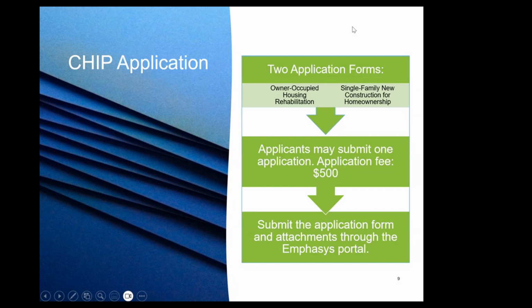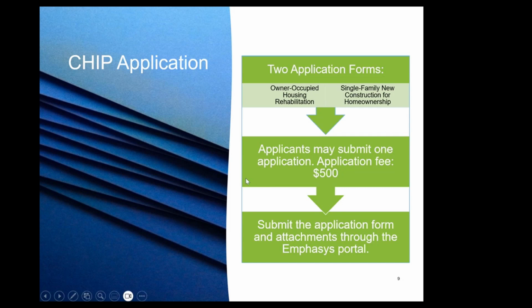So let's get into the CHIP application, because that's why you're here. So we have 2 application forms. I believe we actually have combined that application. So it's not 2 application forms, it's 1 application, but you can choose from owner-occupied housing rehab. You can also choose from a set aside for owner-occupied housing rehab, and we also have our single family new construction.